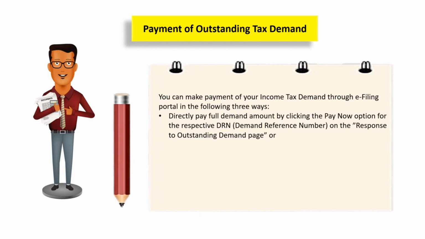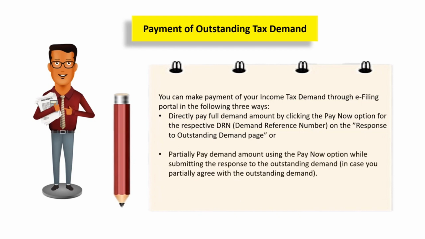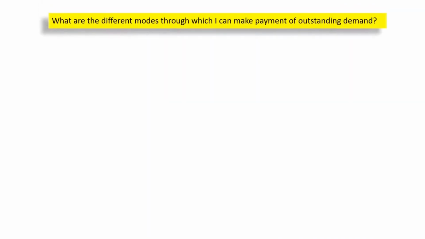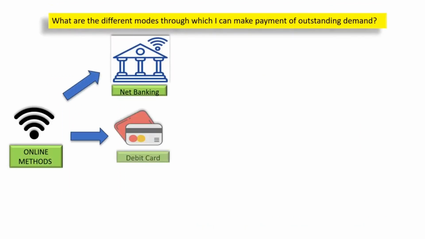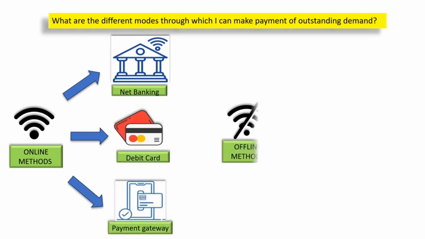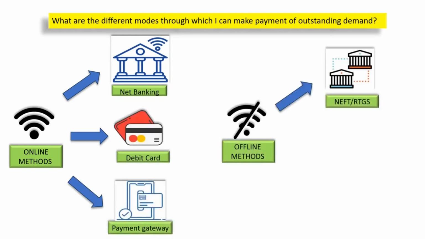reference number on the Response to Outstanding Demand page, or make partial payment using the Pay Now option while submitting the response to the outstanding demand. Alternatively, we will also discuss how we can use the e-Pay Tax functionality for the purpose of making the payment of outstanding tax demand. The demand can be paid either through online methods like net banking, debit card or payment gateway, or through offline methods like NEFT, RTGS or pay over the counter.